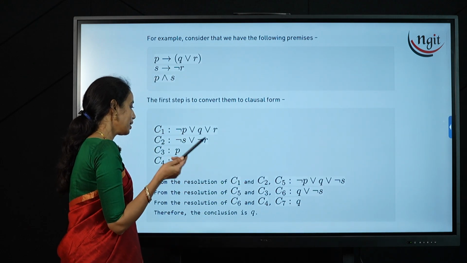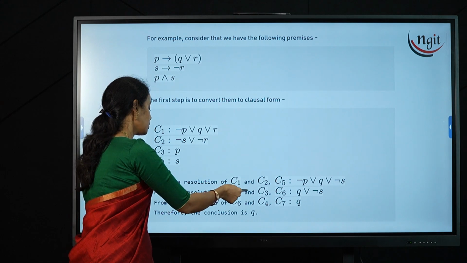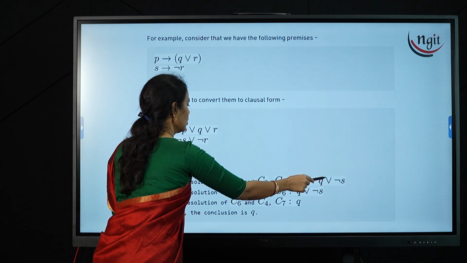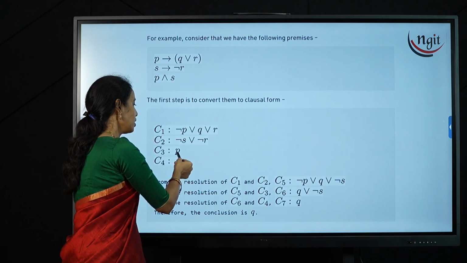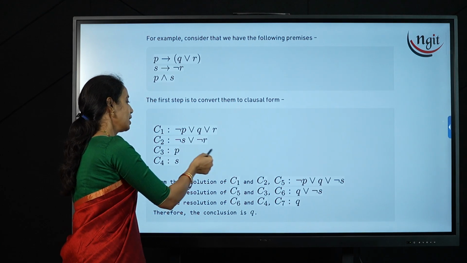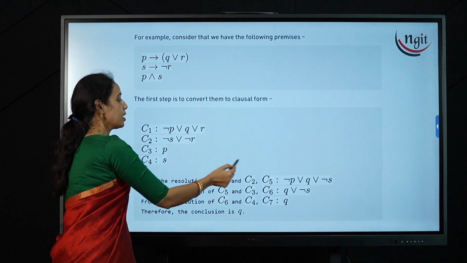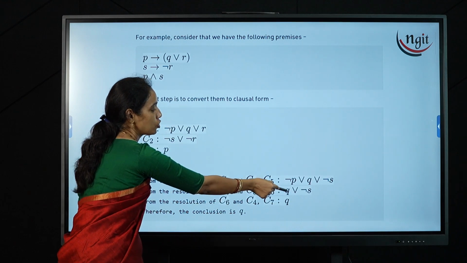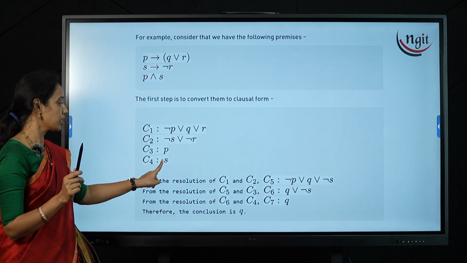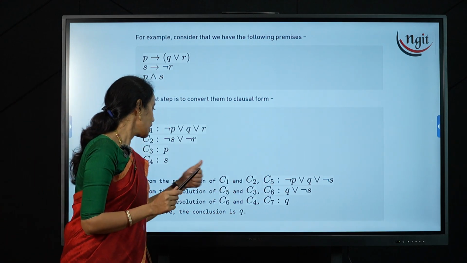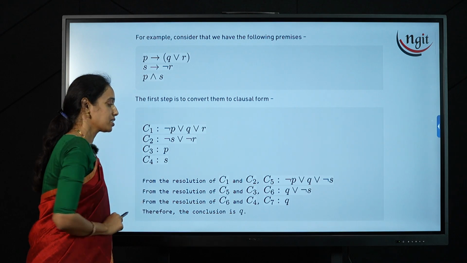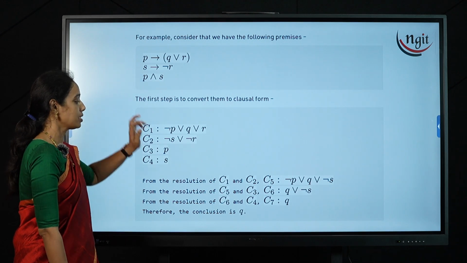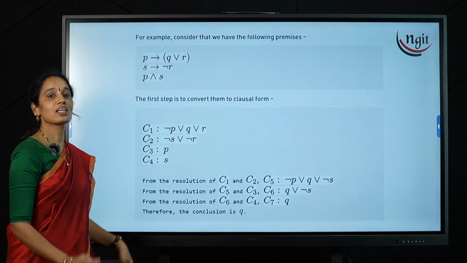Next, let us introduce another one. We have the resultant as negation P, R, Q, R, S. Let us introduce C3 and C5. Here P is there, here negation P is there, and that gets cancelled. Then we have Q and negation S. The resultant is Q and negation S. The only clause remaining is S. So with Q, negation S, and S, the negation S and S get cancelled. The resultant is C7. Therefore, for this particular set of premises, the conclusion is Q. In this way the resolution principle works.